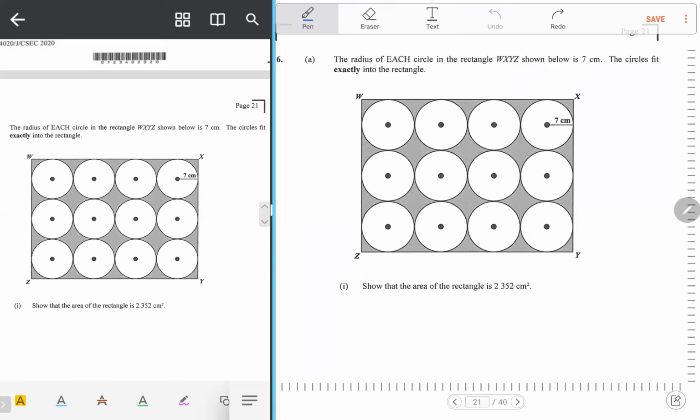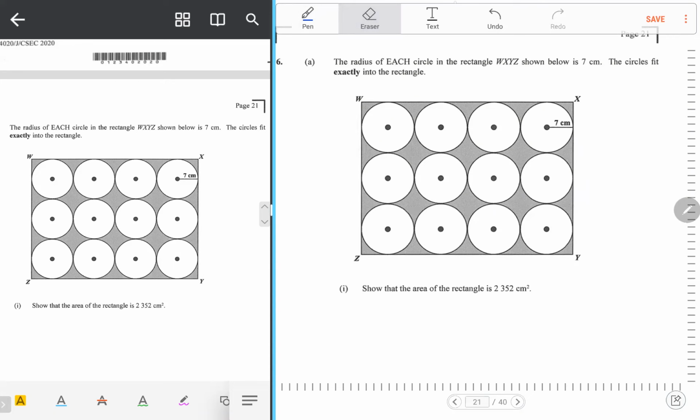2,352. So to get the area of the rectangle, we need to find this length and this length. Area of a rectangle is length times width. So we need those two lengths, right? And all we know is this dimension, but everything fits perfectly. So since the radius is 7, it means that the diameter of each circle is 14. So let us fill in that information. The diameter of each is 14.